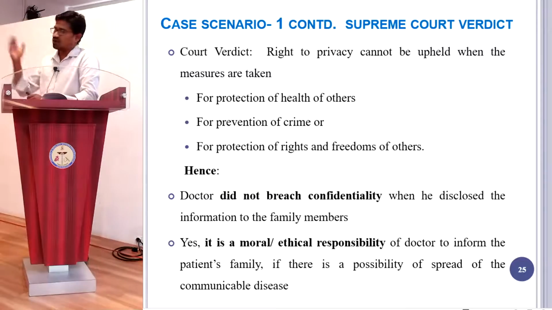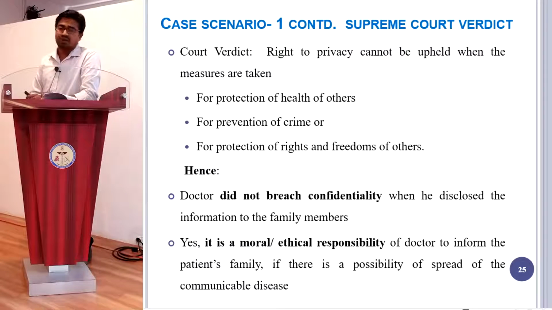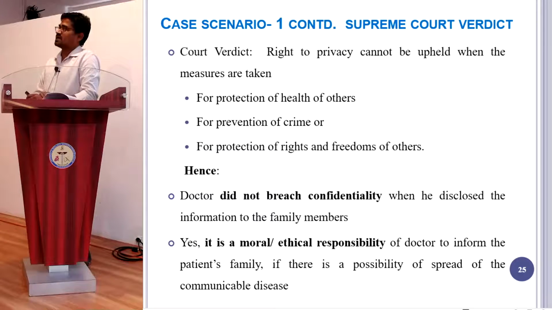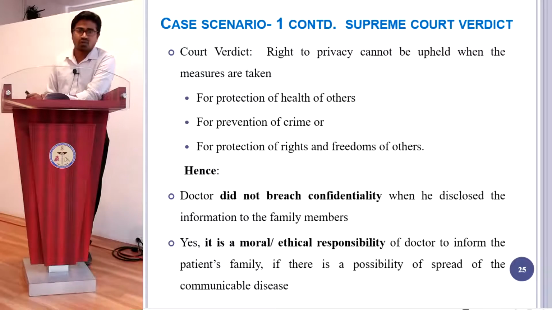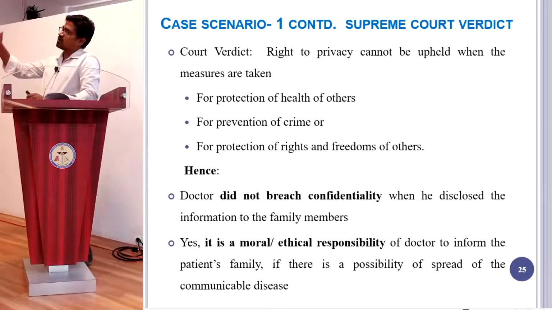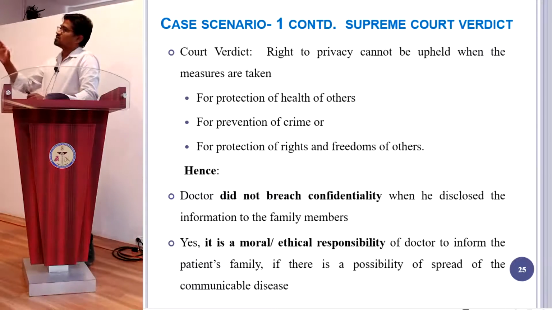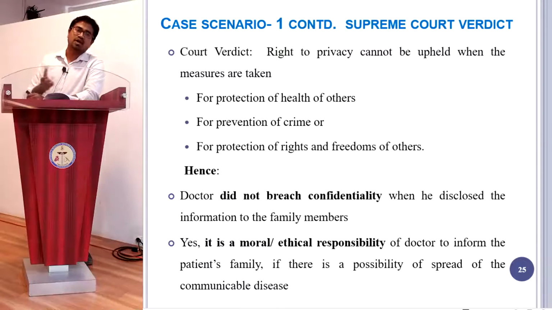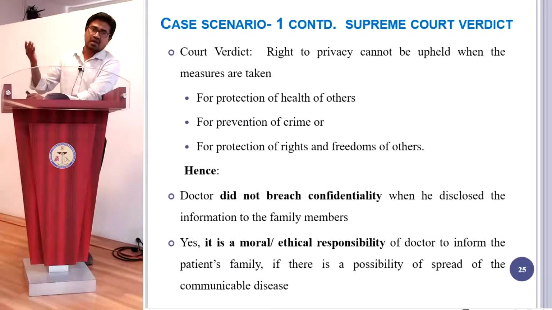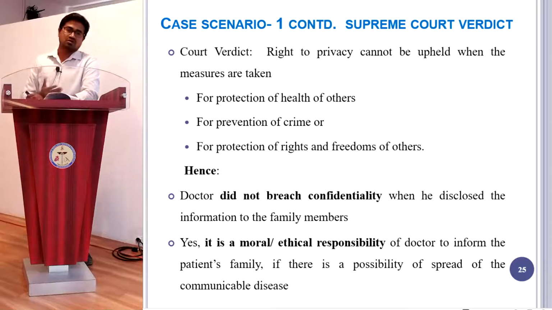So for protection of health of others, right to privacy cannot be upheld when the measures are taken for protection of health of the others. So it is legal. You can breach the confidentiality provided these three: for the prevention of health of the others in case of infectious disease, for prevention of a crime, okay, for protection of the rights and freedom of others. For prevention of the crime, if you found any psychopath who will kill serially, okay, you can just disclose in front of a society so that they will take precautions. Legally you can breach the confidentiality there.